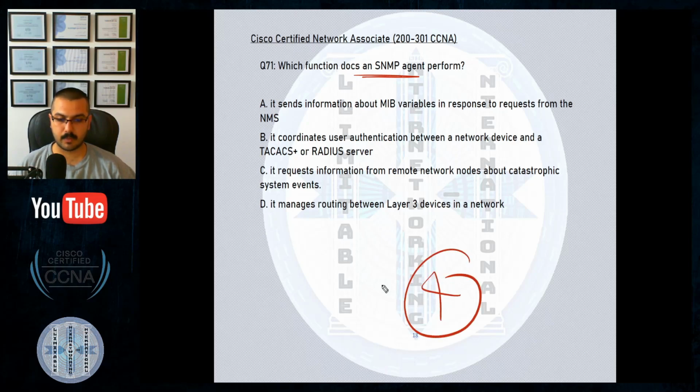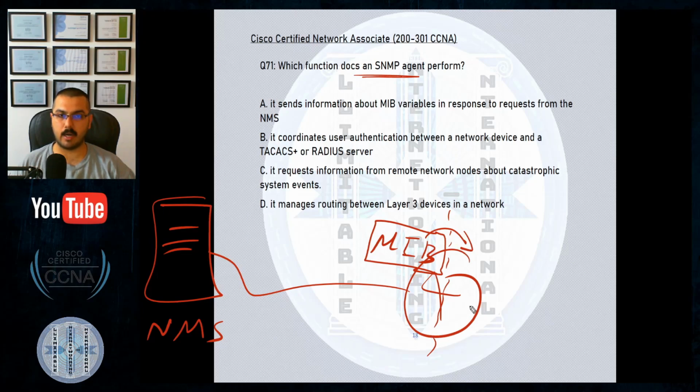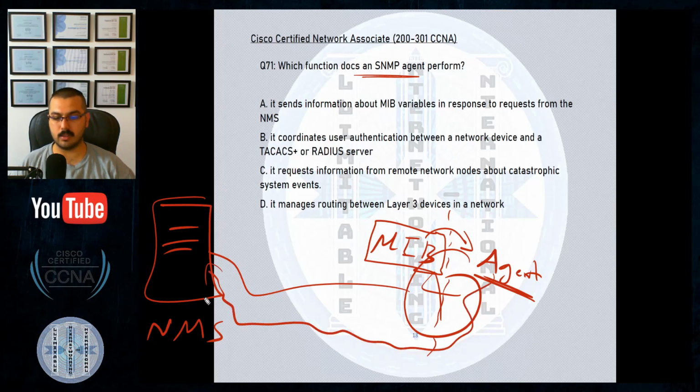71. Which function does an SNMP agent perform? If you have a router connected to an SNMP server, which is called the Network Monitoring System, NMS, then when you enable SNMP inside your router, you will have two elements. The MIB object collects and generates traps and notifications about the status of the device, and then it is sent to the other half of the router, the SNMP agent, the only one allowed to communicate with the server.